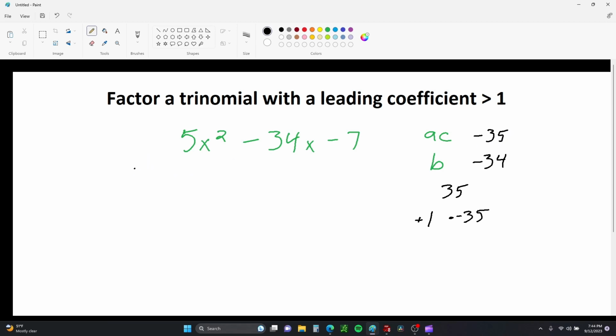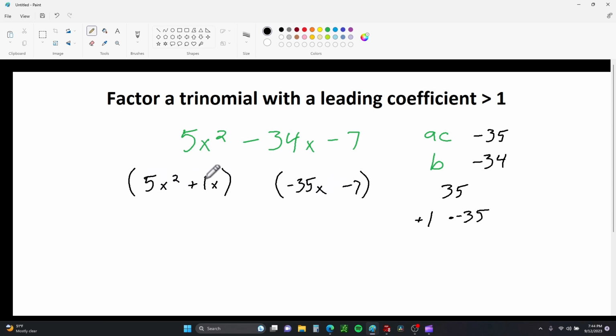So next thing we do is we're going to spread this out over here. I put the minus 7 and the 5x squared at the beginning here. And what I want to do is break the minus 34 into using these two factors for the x terms. So I'm going to put plus 1x over here, close that, and I'm going to put minus 35x over here. And now I want to factor out any common factors here.